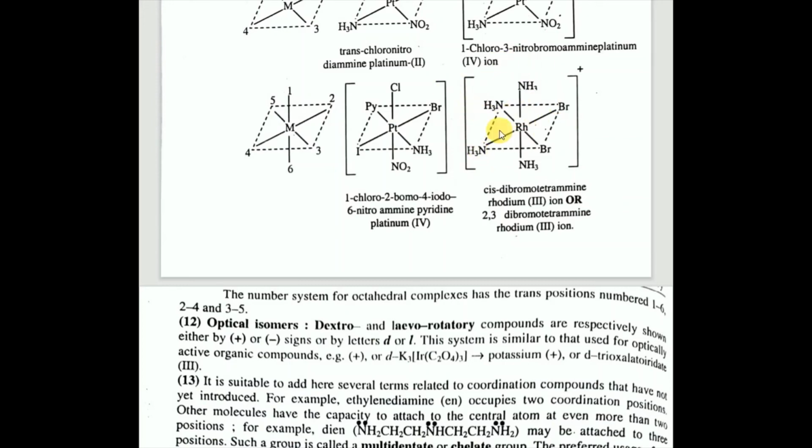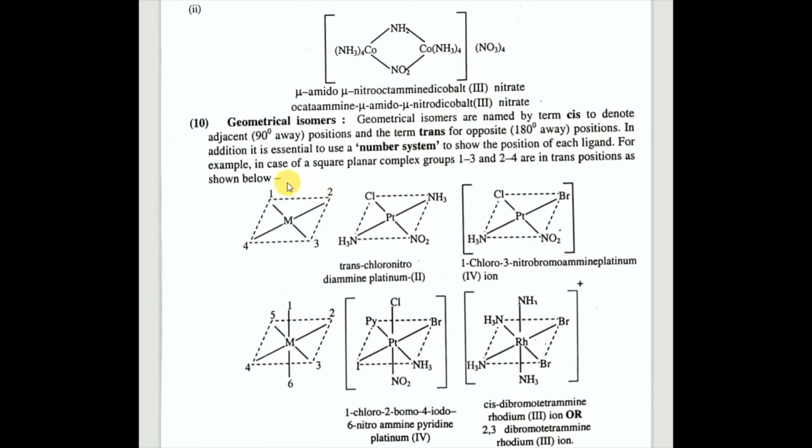So the IUPAC name of this complex is cis-dibromo tetraammine rhodium(III), or 2,3-dibromo tetraammine rhodium(III). These are the four ammonia. It means that at the 2 and 3 positions there are identical groups. This is the cis isomer. So these are the rules to write the IUPAC name of geometrical isomers.